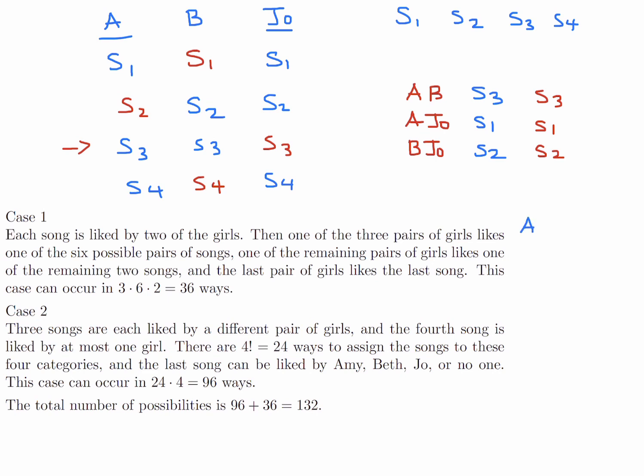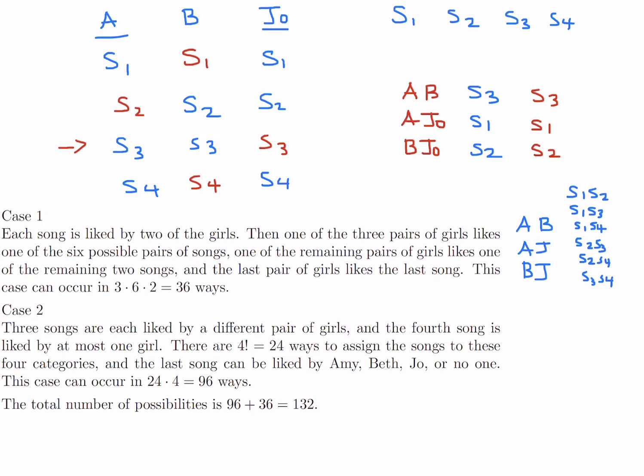So our pairs are AB, AJ, and BJ. And the 6 possible pairs of songs are S1 S2, S1 S3, S1 S4, S2 S3, S2 S4, and finally S3 S4. So in our case, we have A and J, let's say, likes one of the 6 possible pairs of songs, and our pair for A and J is S1 and S4.